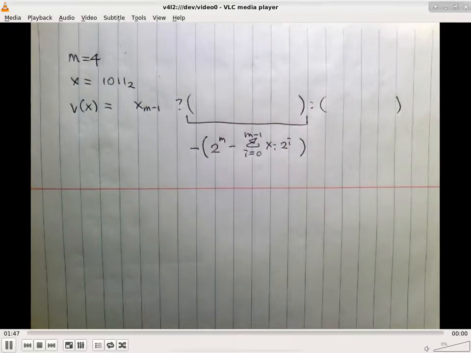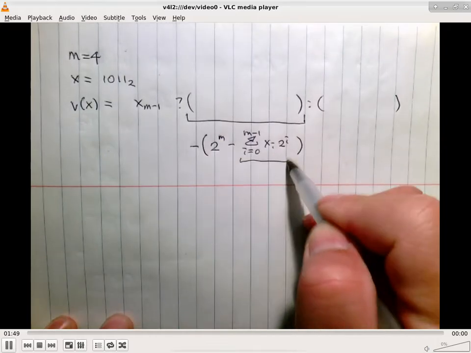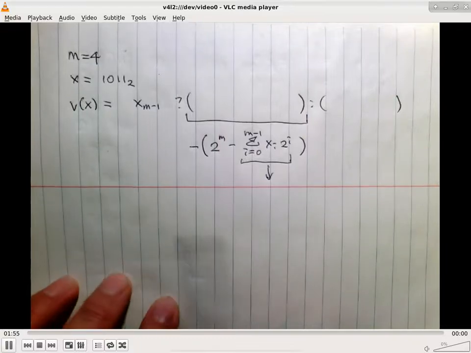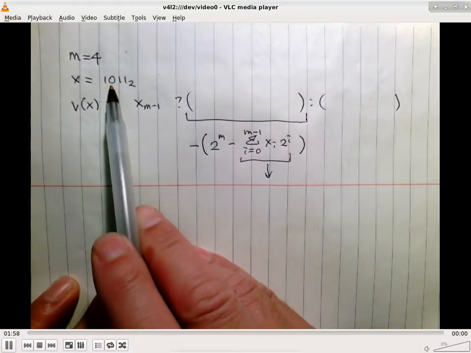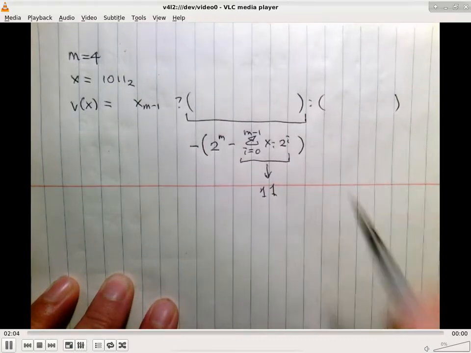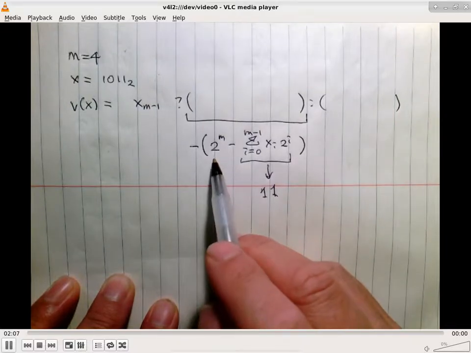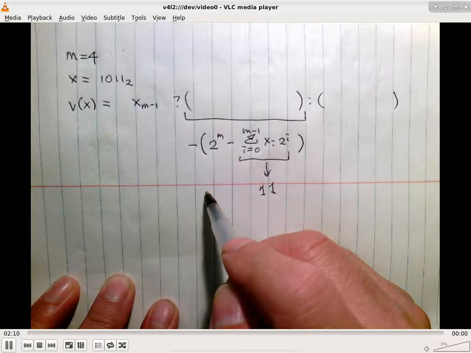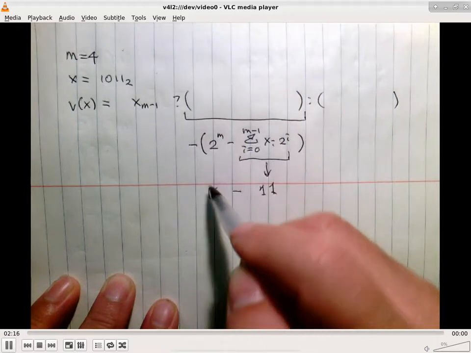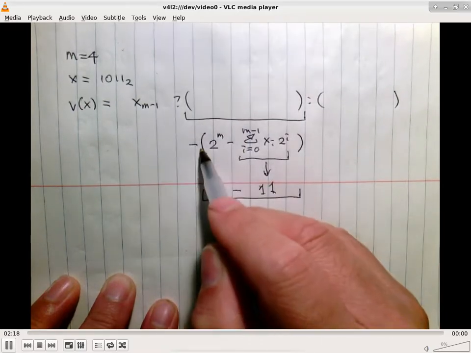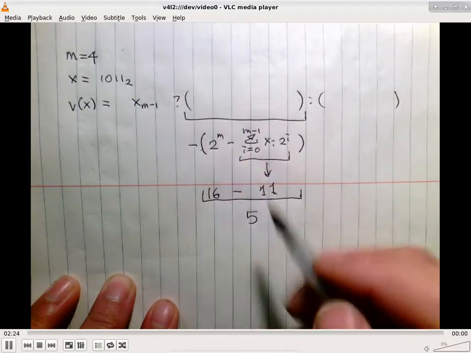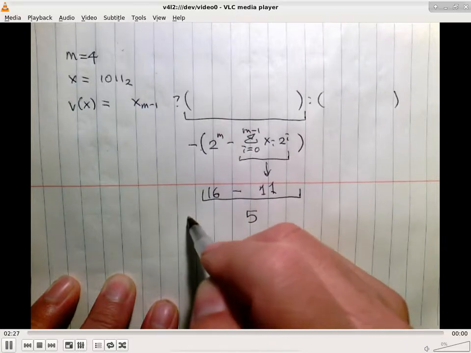Can someone tell me what this part would evaluate to? 11. It adds up to 11, exactly. Because we have an 8, no 4, 2, and 1, so they add up to 11. Okay, 11 as a value in base 10. What is 2 to the power of m in this case? m is 4, 2 to the power of 4 is 16. So we have 16 minus 11. The entire thing inside the arithmetic negation is going to evaluate to 5. And then we apply the arithmetic negation, so we get negative 5.